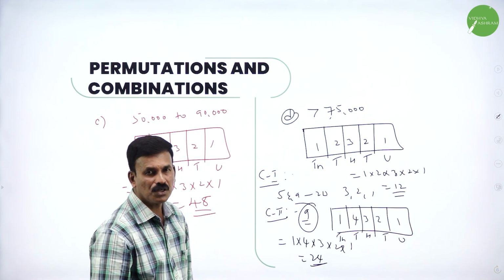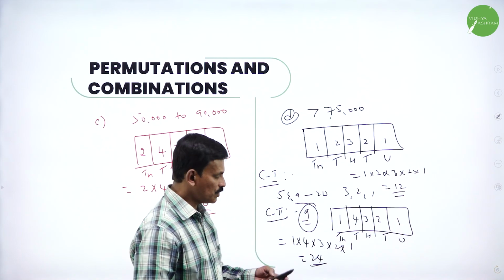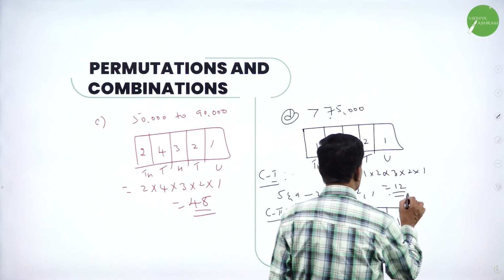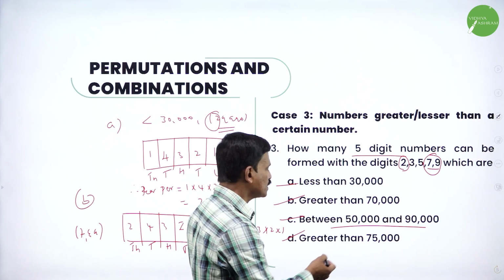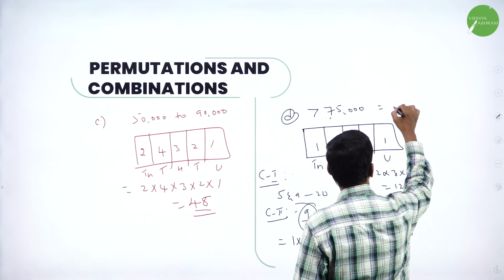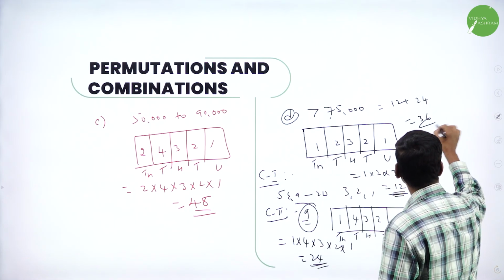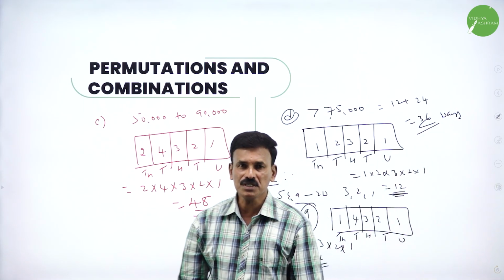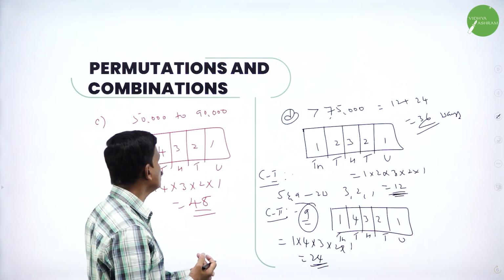That's it. This is how we are going to solve this problem. Hope you followed. So what is the problem given? Greater than 75,000 means just add these two. Therefore the required answer is 12 plus 24, that's equal to 36. 36 ways we can form a number greater than 75,000. Okay, hope you followed. Now, move on to the next problem.